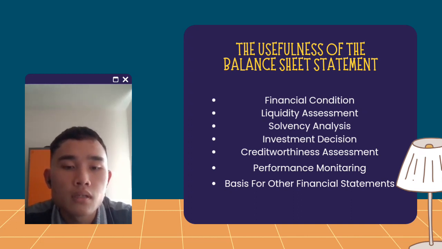Number 5, creditworthiness assessment. Before giving credit or making loans to a company, creditors such as banks and suppliers assess its creditworthiness using the balance sheet. To gauge the degree of risk associated with lending, they examine a company's asset mix, debt to equity ratio, and cash flow generation capacity.